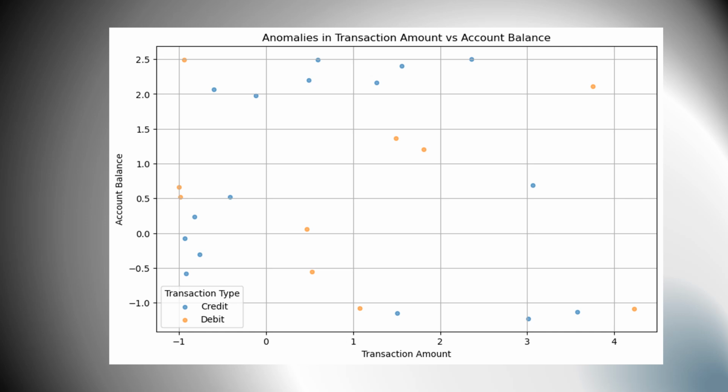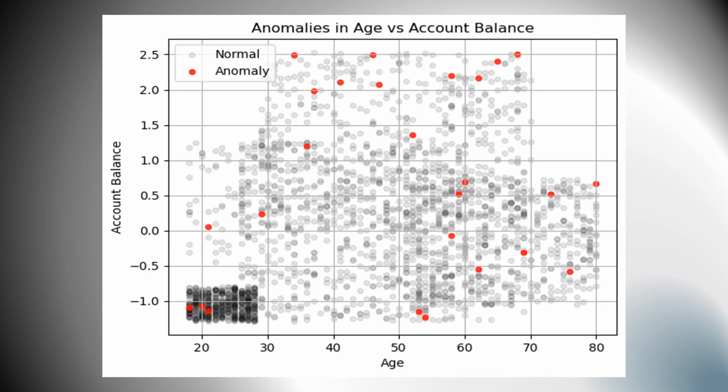In this plot, I have plotted all the anomalies and only the anomalies, and I've labeled them by credit or debit just to get an idea of how they plot. And in this plot, we have that funny plot that I thought was interesting between age and account balance, and I plotted anomalies on top of that. As we see, the anomalies are distributed throughout the entire data set, but we definitely have a vast majority of them in the higher account balance.